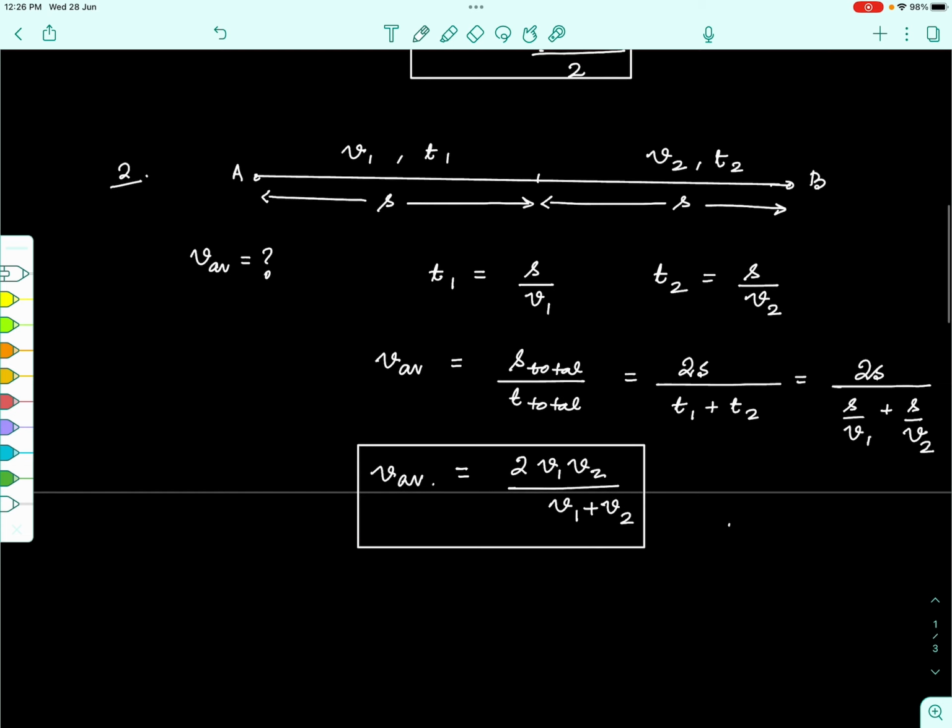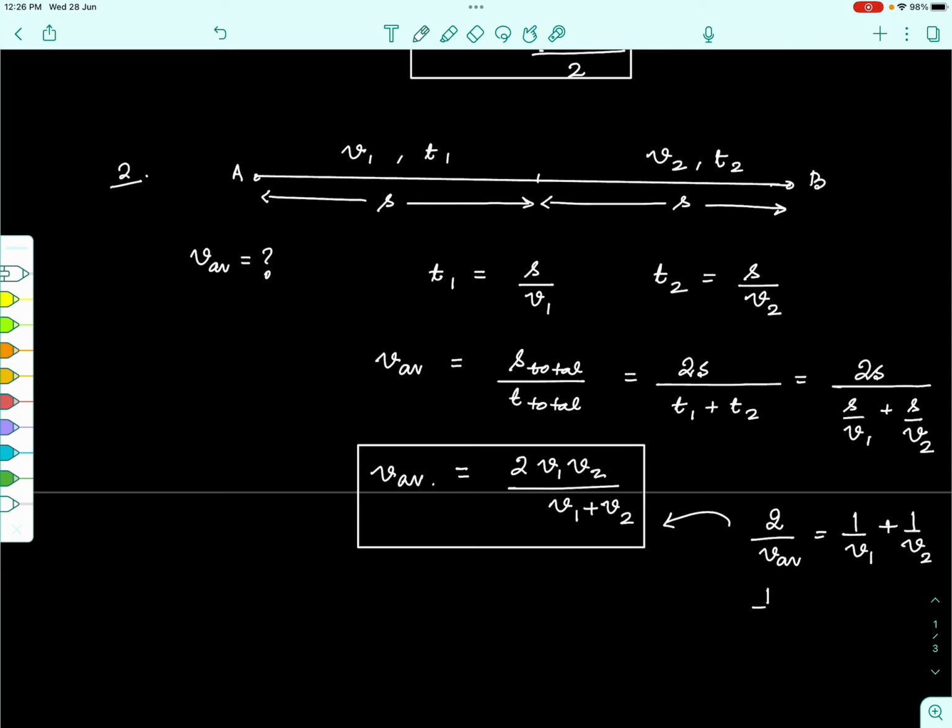Do you understand what this expression is? This expression is the harmonic mean of V1 and V2. By definition, 2 by V average is equal to 1 by V1 plus 1 by V2. It is this kind of a mean, right?